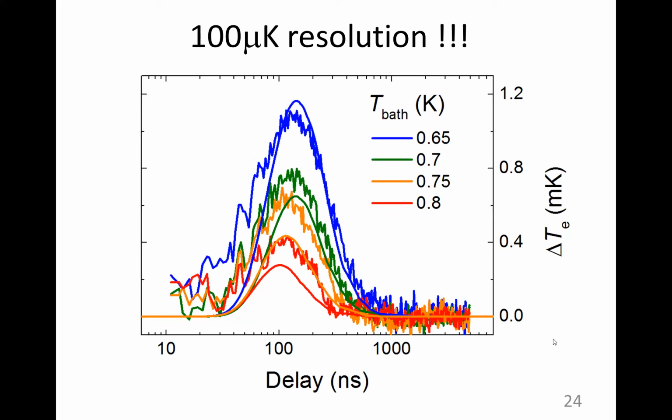This is our technical brag to some extent, because we are able to measure very small thermal effects that are present at relatively high temperature. So we are able to obtain sub-milli-kelvin resolution. For example, at 800 milli-kelvin, the resolution is of the order of 100 microkelvin. So this is quite impressive resolution, I would say.